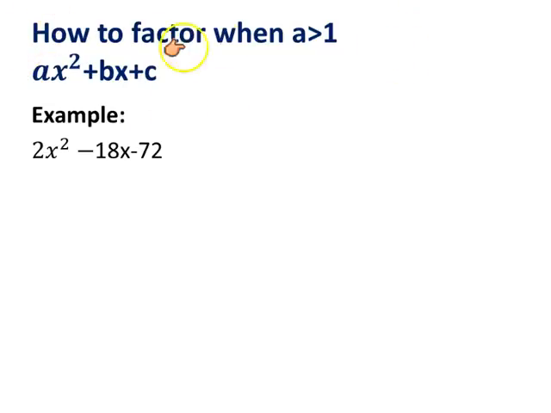Our last type of way to factor is when we've got our a term, the number being multiplied by the x squared, greater than 1. Now look, before we just had plain x squared, now I've got 2x squared. So when we factor now, it's going to be a little bit different. Unfortunately, that pattern where you find factors of the c term that add up to the b term isn't going to work here. So what I like to do is trial and error.